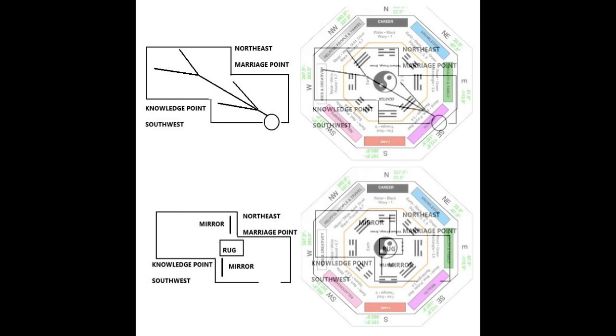Some recommendations to help correct this situation and to adjust the chi of the space would be to place mirrors on the walls as shown in the second example, and also to put a yellow, beige, or brown rug on the floor in the middle of the apartment between the two indented areas.